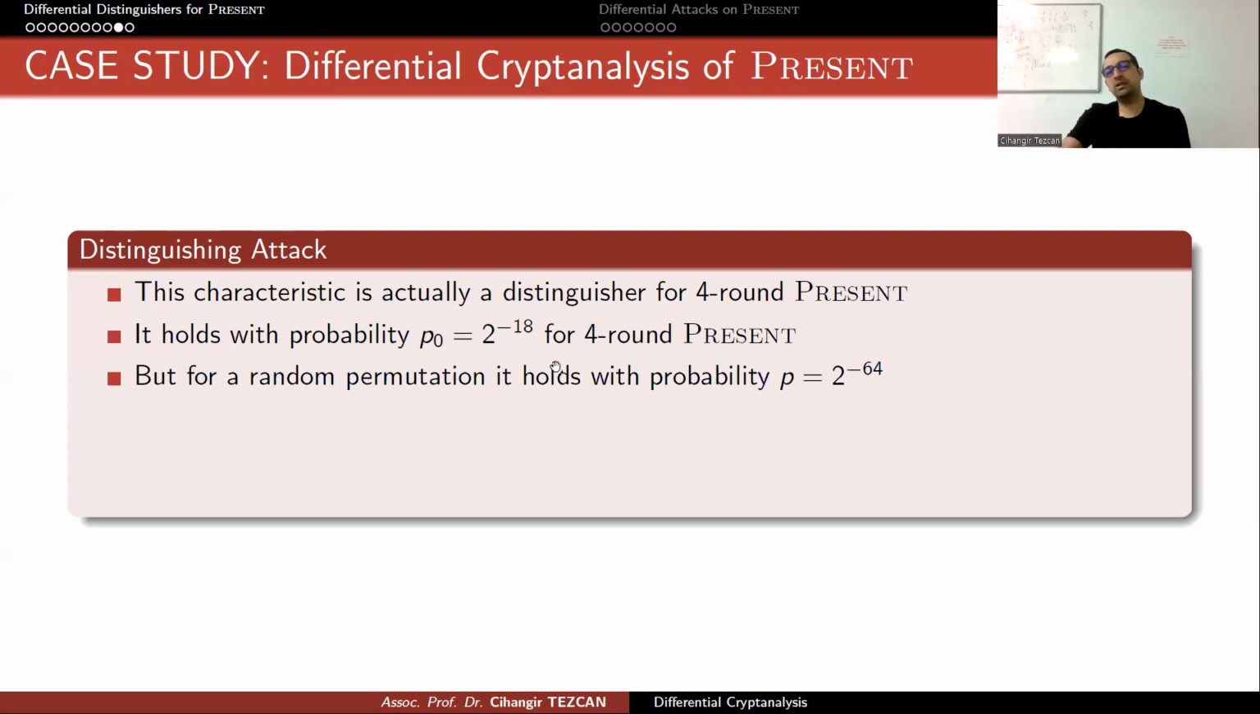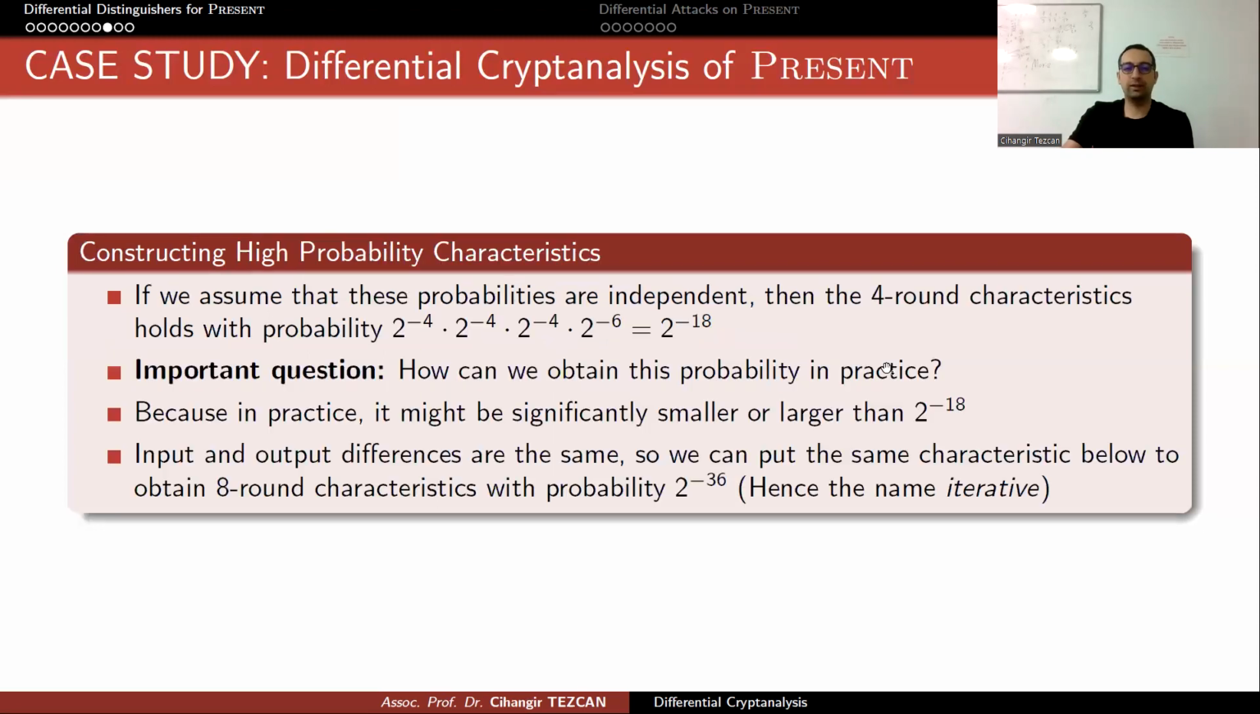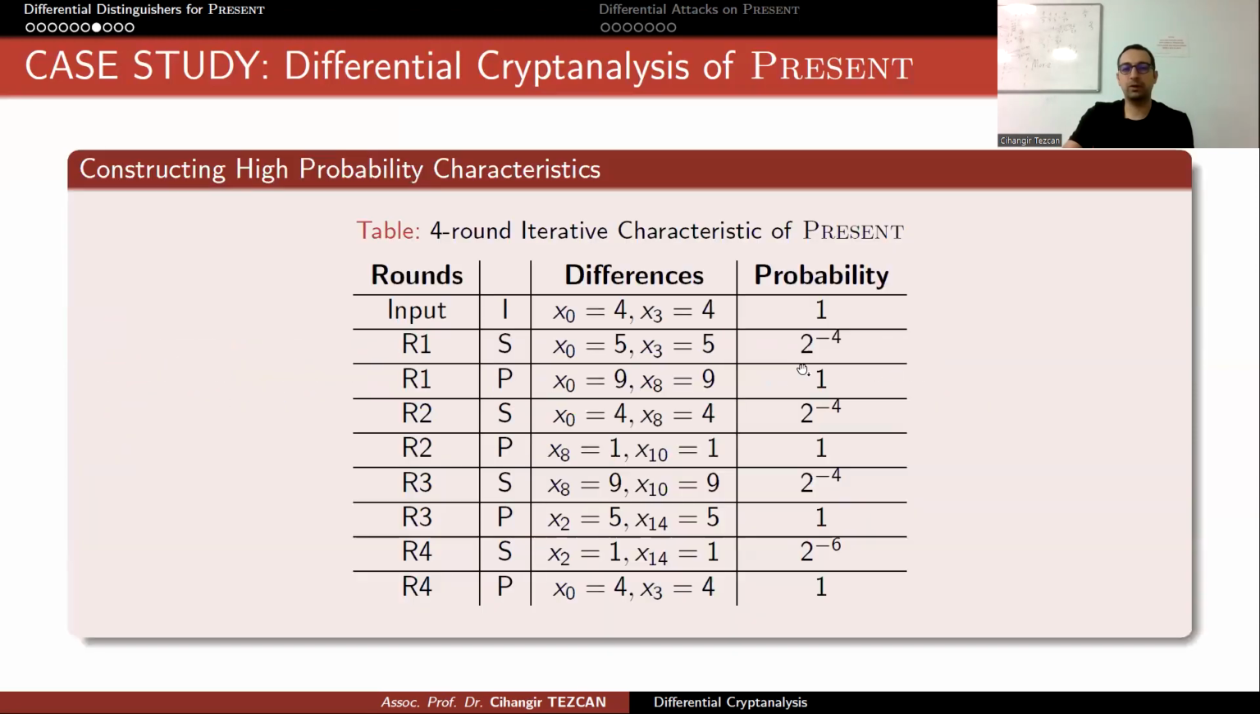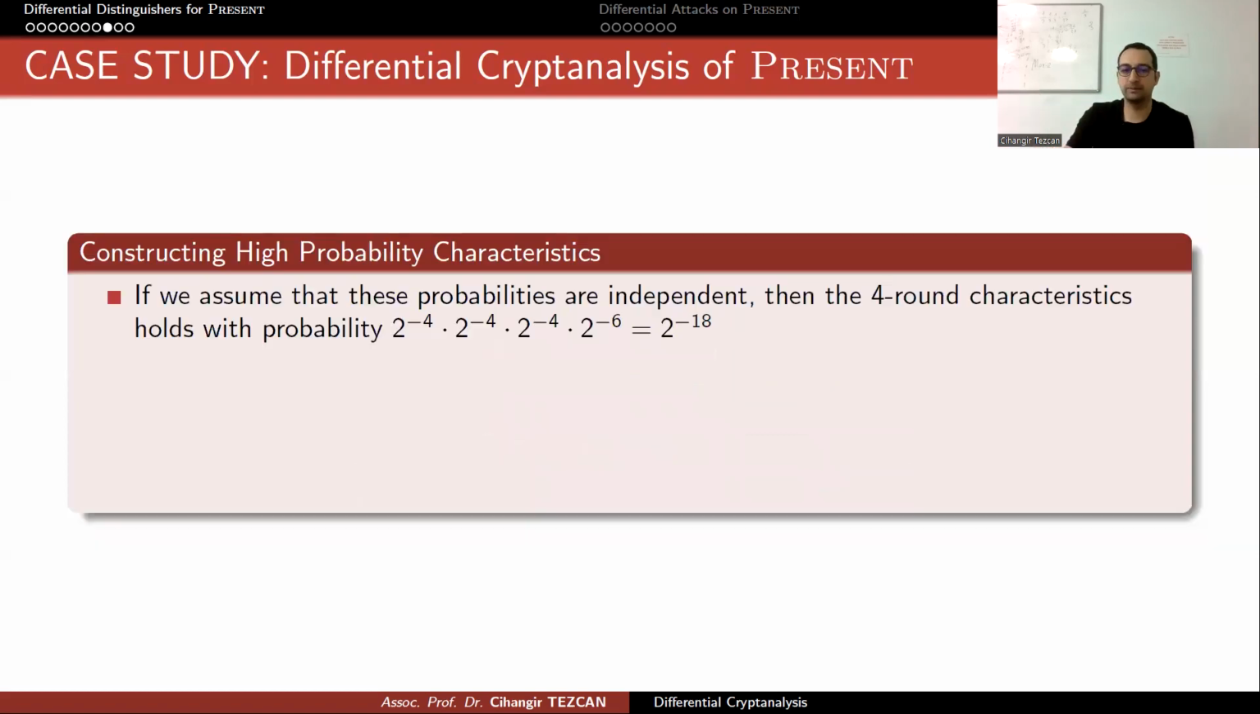But for a random permutation, it holds with probability 2 to the minus 64. You might ask why it is 64: because the block size is 64. So if you take a random permutation and give it 2 inputs like this, the output will have this output difference with probability 2 to the minus 64, because I'm explicitly saying which bits would have non-zero difference and which bits will have 0 difference. So for 64 bits, I'm explicitly showing what the output difference will be.